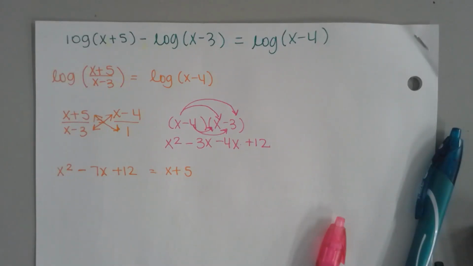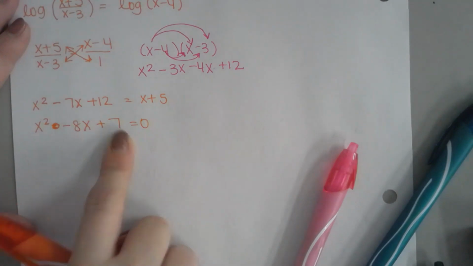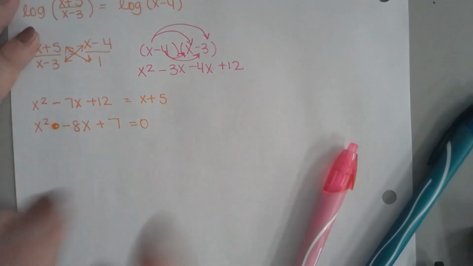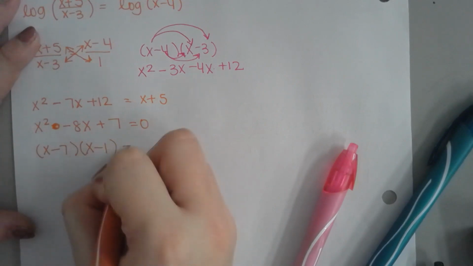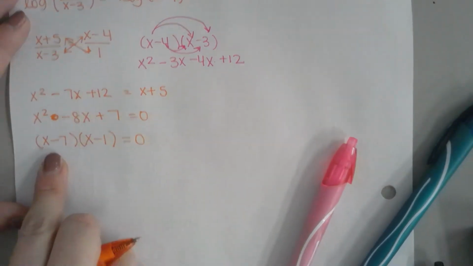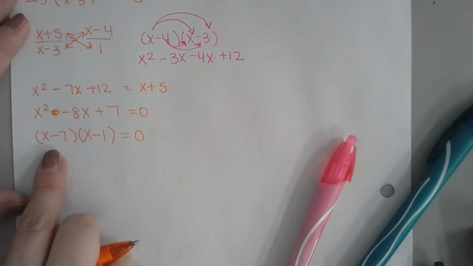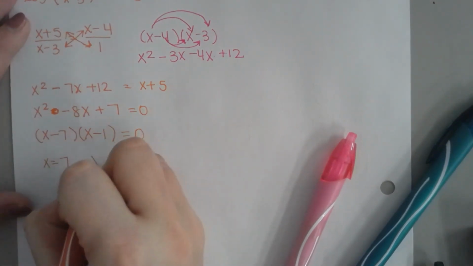From here, you need to set it equal to 0 and factor. And I'm going to let you try that. We need two numbers that multiply to be 7, but add to be negative 8. Negative 7 and negative 1. So x minus 7, x minus 1 equals 0. And just as we did in Algebra 2, which is what I'm about to be teaching shortly, when you set each of these equal to 0, you get x equals 7, x equals 1.